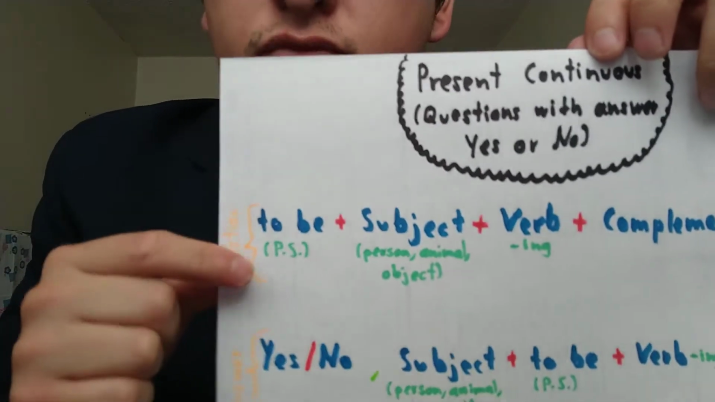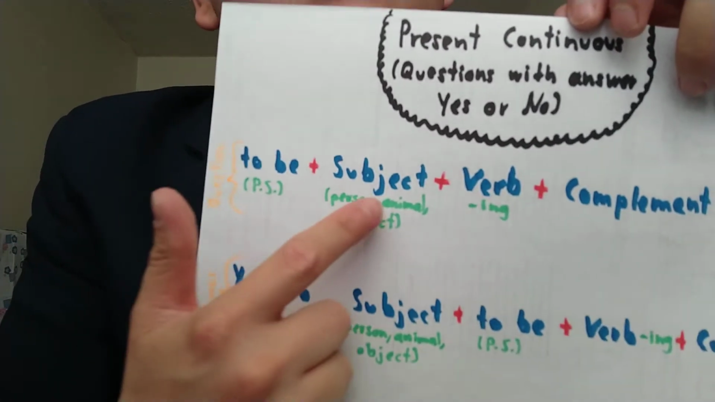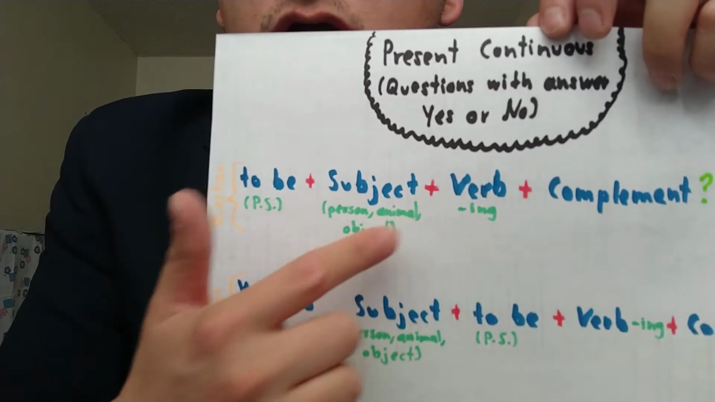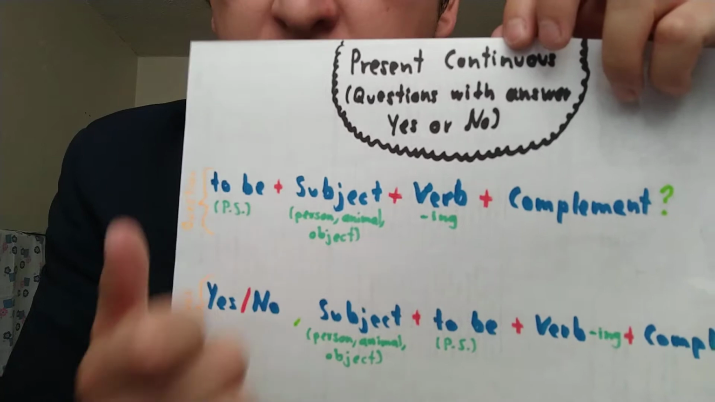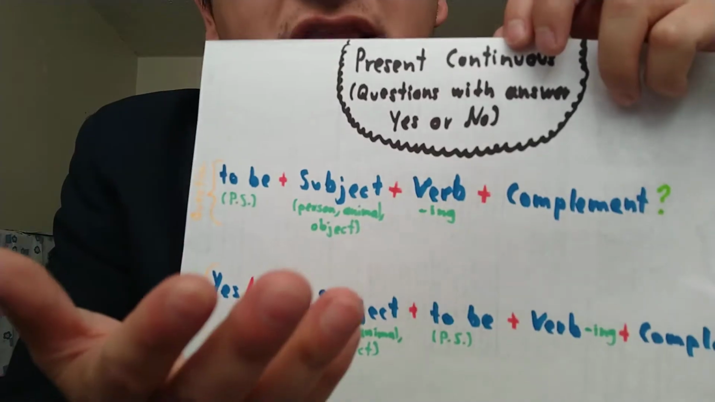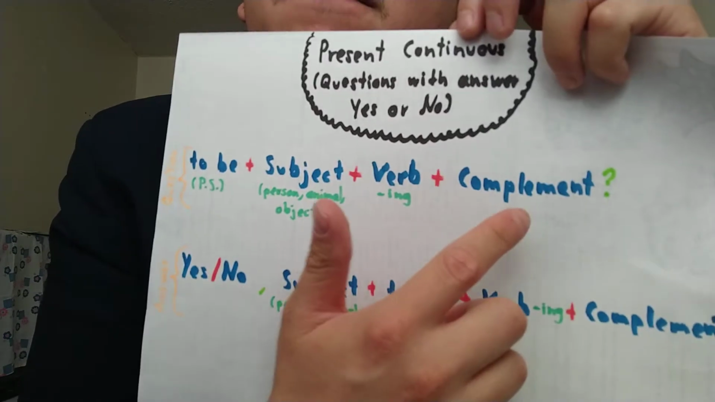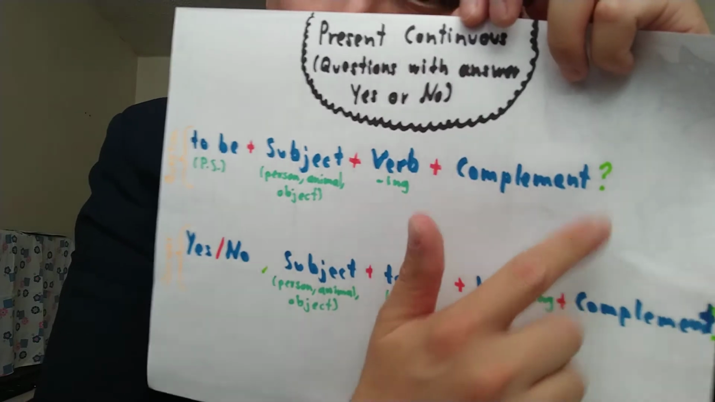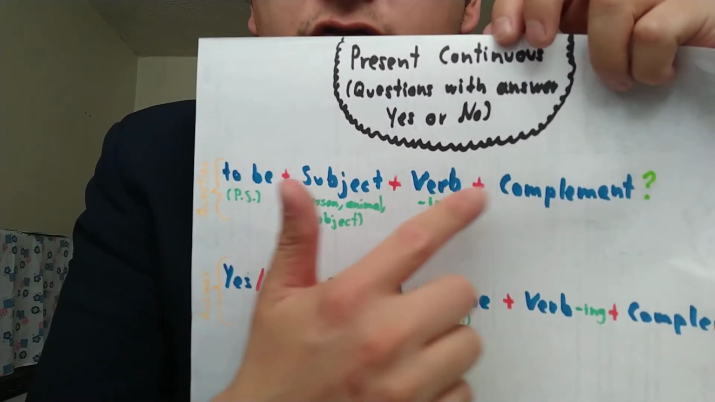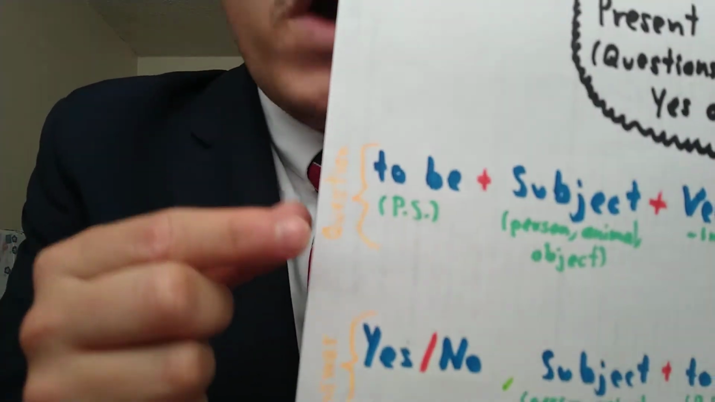To be, present simple, that's the first word. The second word is the subject, which, remember, can be a person, an animal, or an object. Then the verb, that means the action, with the ending ing. And finally, the complement with the question symbol. Okay? To be, subject, verb, complement. That's the formula for the question.